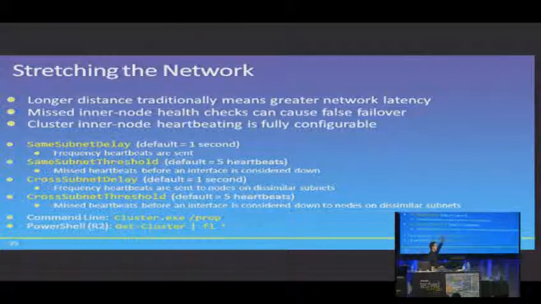If I have different subnets at both sites, then I would use the cross subnet delay and the cross subnet threshold. The cross means I'm going from one subnet to a different subnet, and the same subnet means I'm staying within that same subnet. And I can do these through the PowerShell command, just like I showed you.